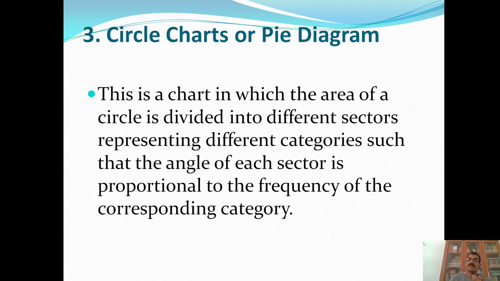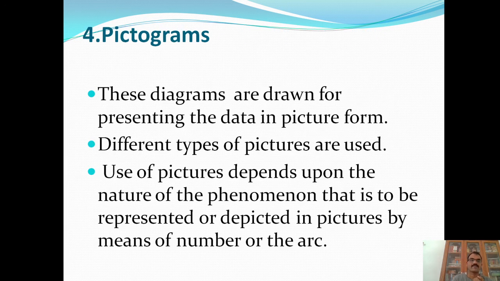Circle charts or pie diagram. This is a chart in which the area of a circle is divided into different sectors representing different categories such that the angle of each sector is proportional to the frequency of the corresponding category. So a circle is drawn and it is divided on the basis of the proportion of items.